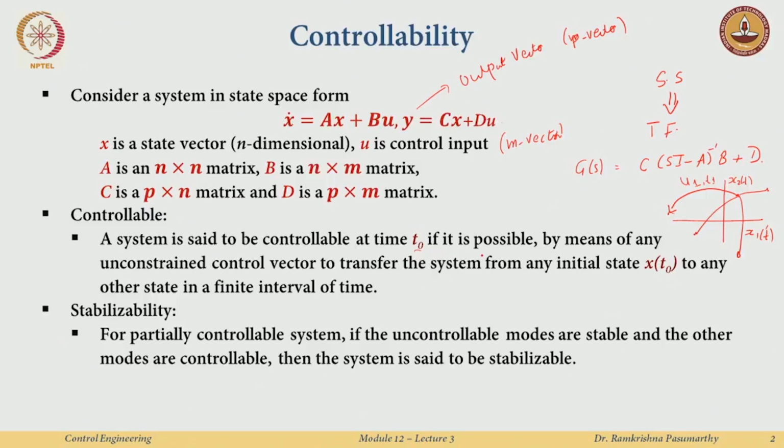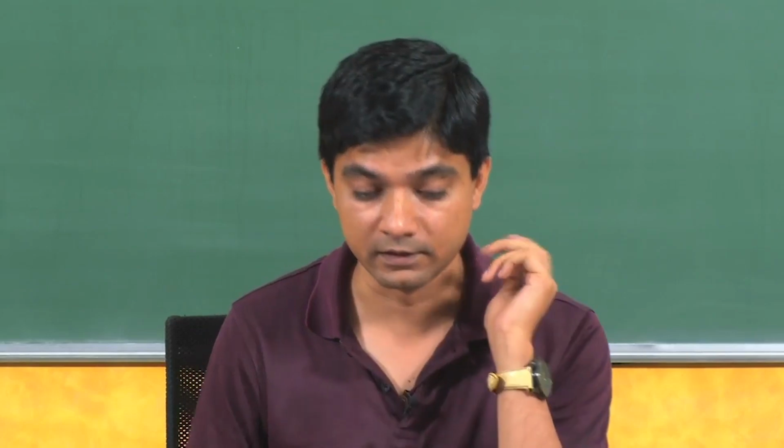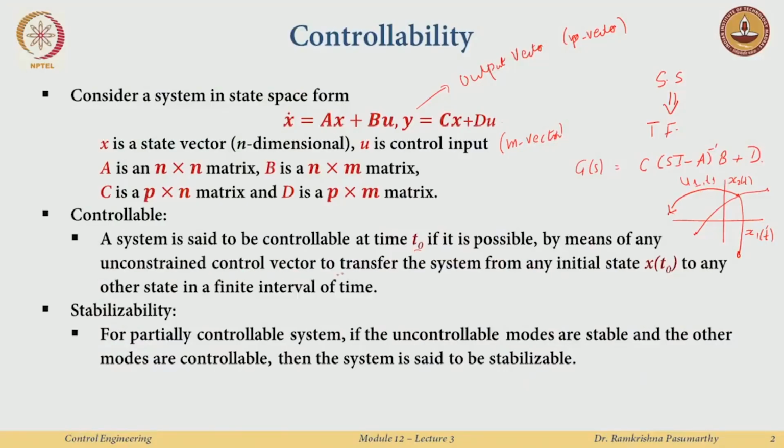So is it possible by means of any unconstrained control? I don't have a limit on the amount of control effort I put in. I say, well, can I at least control? Maybe the effort is really large. Unconstrained control vector to transfer from any initial state to any other final state in a finite interval of time. Now this finite interval of time is important.